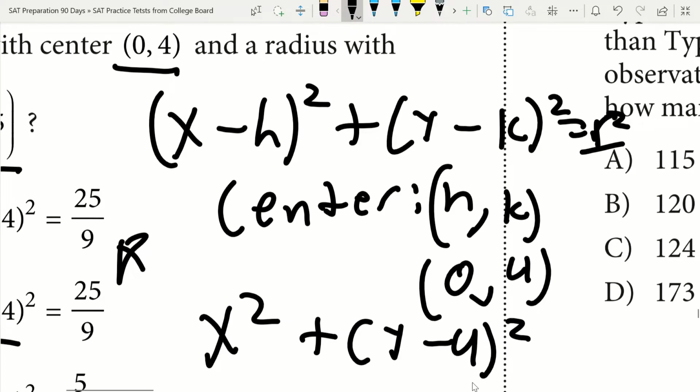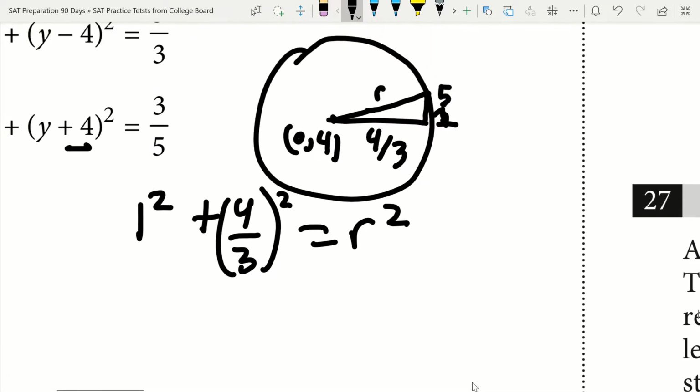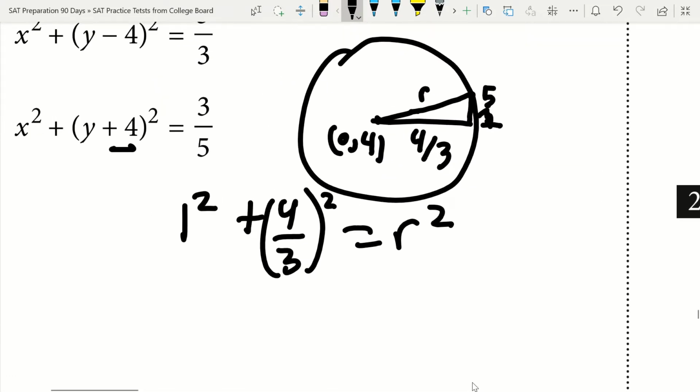R squared right there. So all we got to do is solve for this now. We do 1 squared, which is just a 1, and then we add 4 over 3 squared. So when we're doing 4 over 3 squared, we're going to square 4. 4 times 4 gives us 16, and then we do that over 3 squared. 3 squared is 9, so we're going to have 16 over 9.